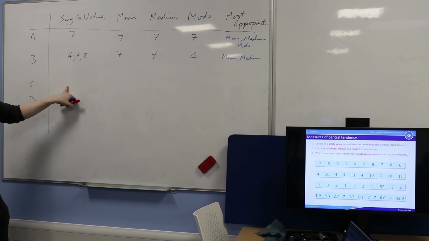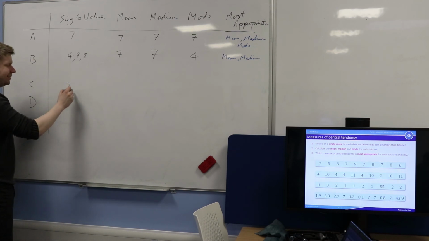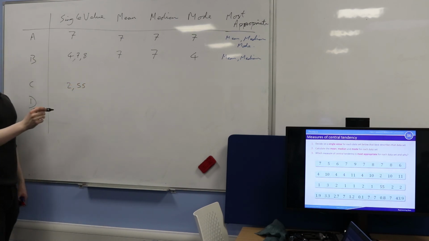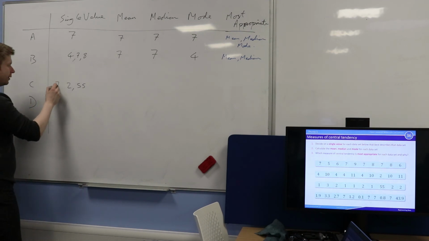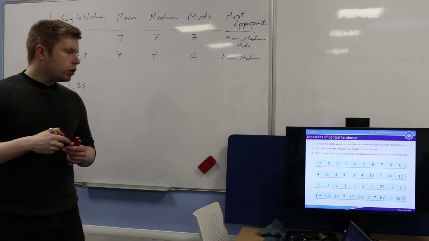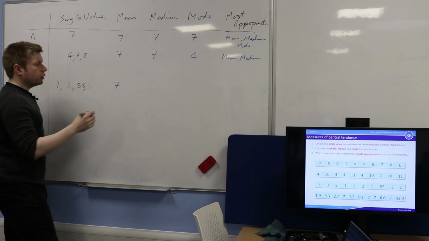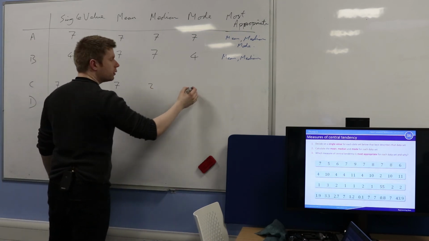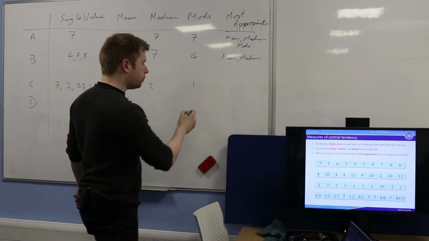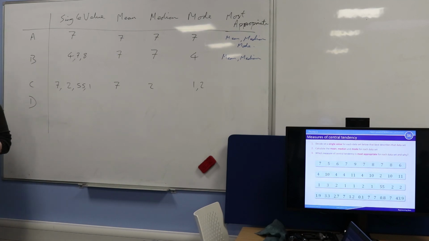What number would you choose that best represents this data? 55. Any others? Any other numbers? 7. Okay. 1? All right, okay. So let's have a look. What did you get for the mean? 7. What did you get for the median? 2. What did you get for the mode? 1 and 2. So it's bimodal, is it? Okay. So in this case, have a look. What would be the most appropriate measure of central tendency?